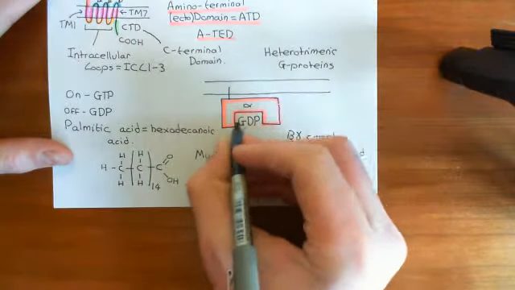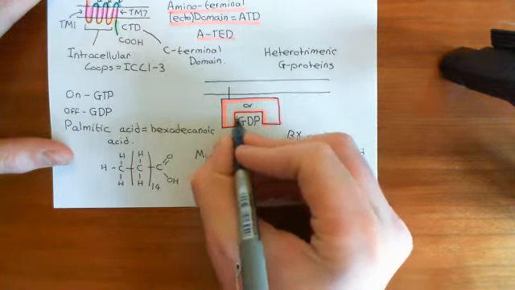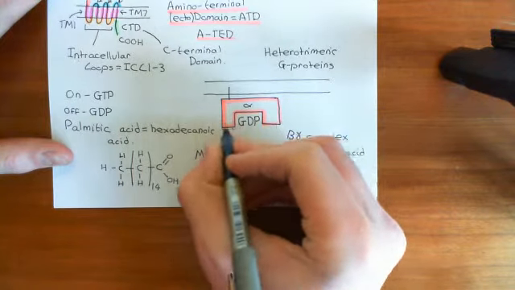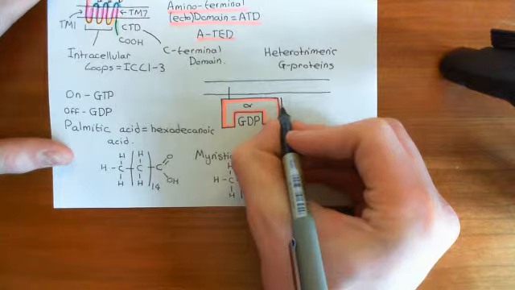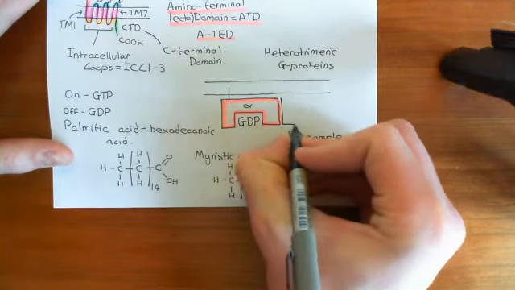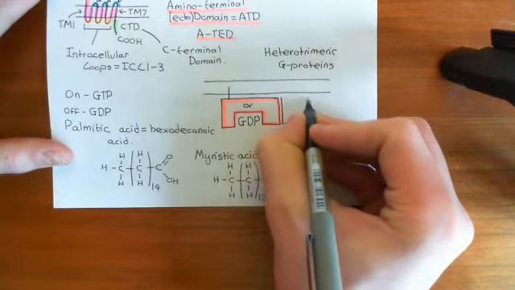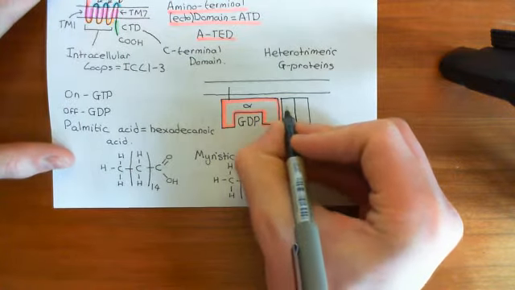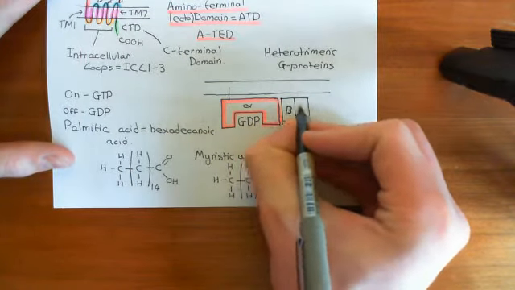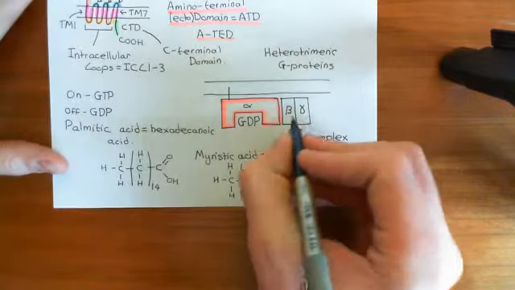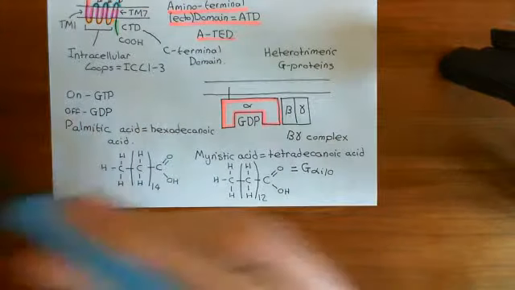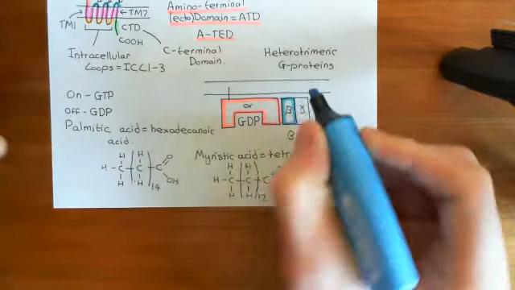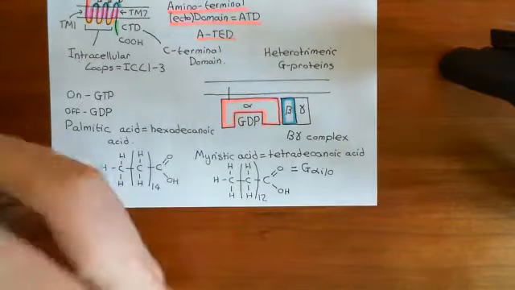Now, when the alpha subunit is in the off state but not in the on state, the alpha subunit can bind to a beta-gamma complex. So since our alpha subunit is in the off state and has guanosine diphosphate bound to it, it can associate with a beta-gamma complex. Here is our beta subunit, here is our gamma subunit, and they're bound to one another. So we'll have the beta subunit in blue here, and then we'll have the gamma subunit in green.